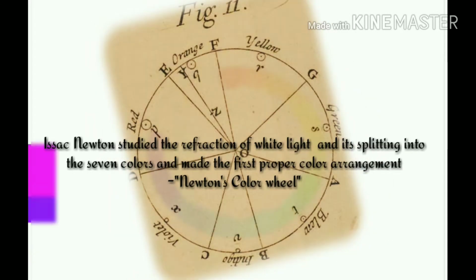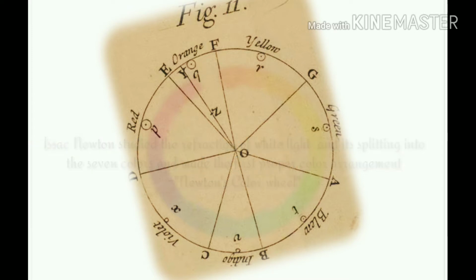Our lives are almost unimaginable without color, and we all know about the rainbow or a color wheel. Well, it was basically when Isaac Newton studied the refraction of white light and its splitting into seven colors, and was the first person to make a proper color arrangement, known as Newton's color wheel.